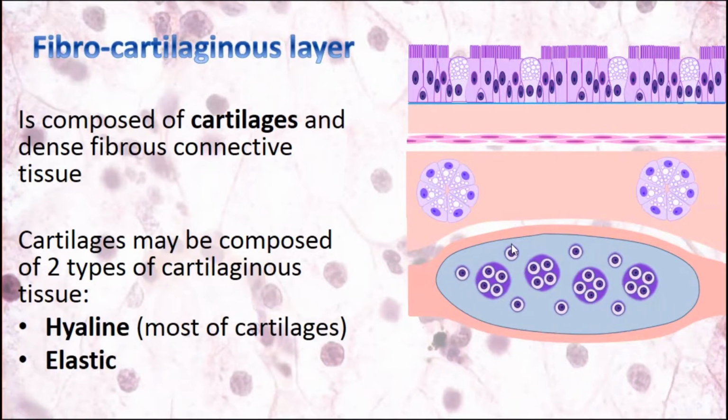So here we can see a particle of the hyaline cartilage, and it's surrounded with dense fibrous connective tissue. And this layer may be composed of two types of cartilaginous tissue. It may be hyaline cartilage, mainly hyaline, but in some places we have elastic cartilage. For example, in the larynx, some cartilages are elastic. So here we have fibrocartilaginous layer. And the main function of this layer is to maintain open lumen of respiratory tract.